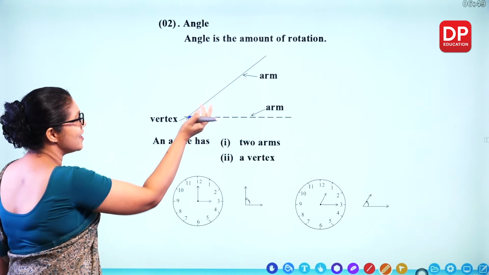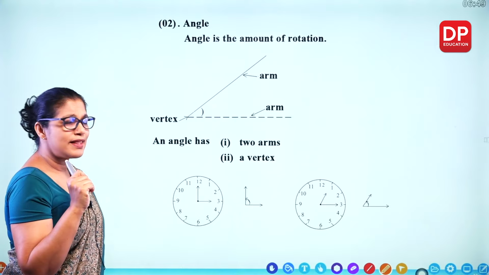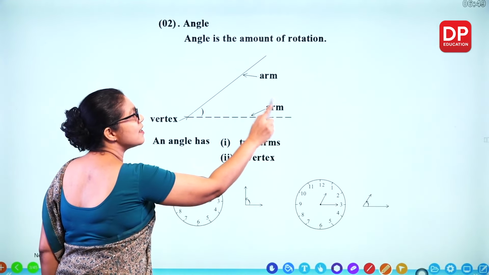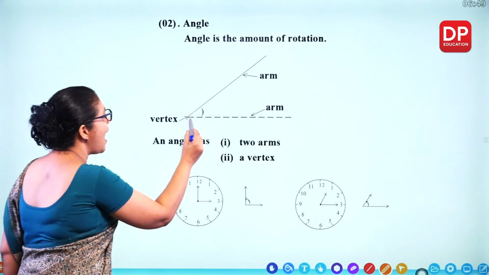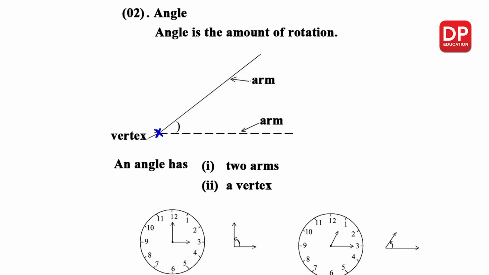Amount of rotation. So here, this is the broken line. When you rotate, you get the other line. What do you call those? Those are arms. So these are two arms and the point here we call the vertex. So an angle has two arms and a vertex.